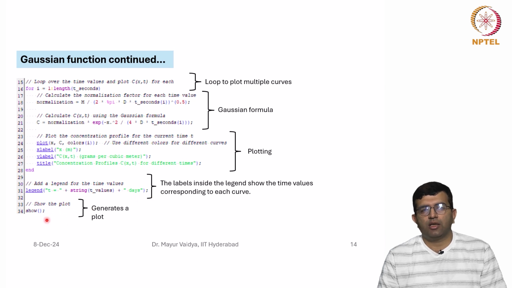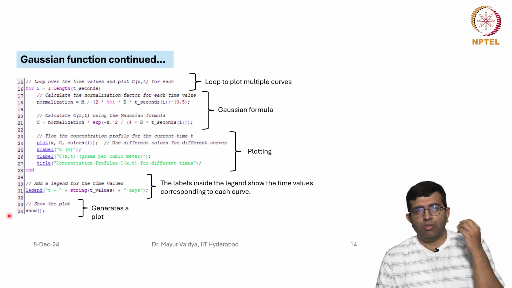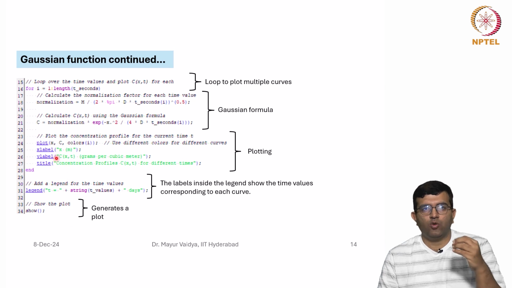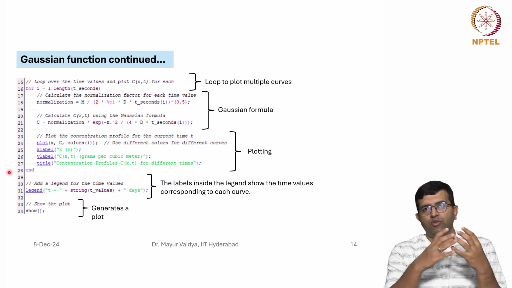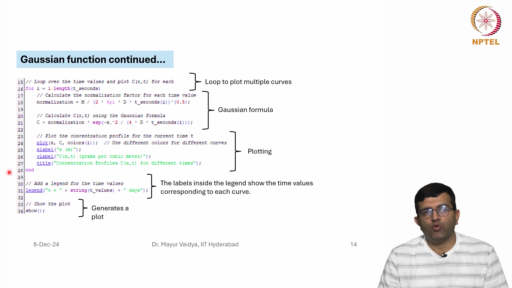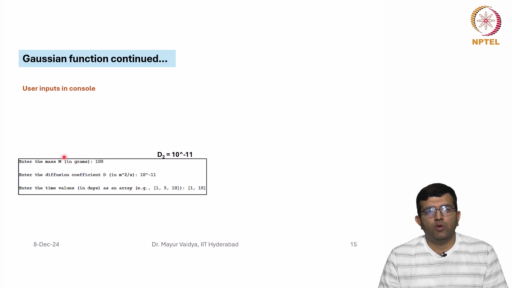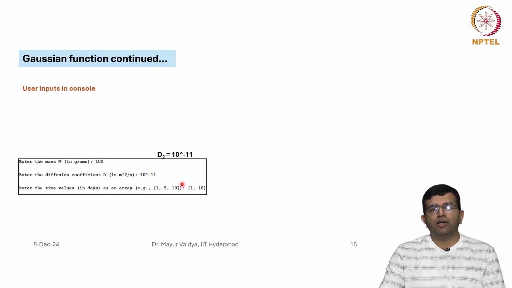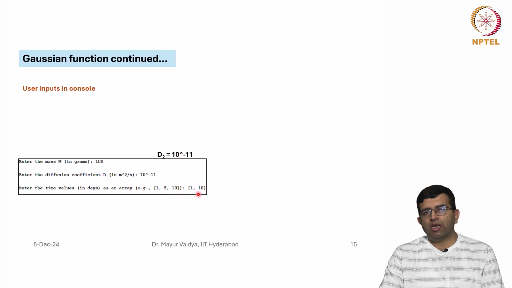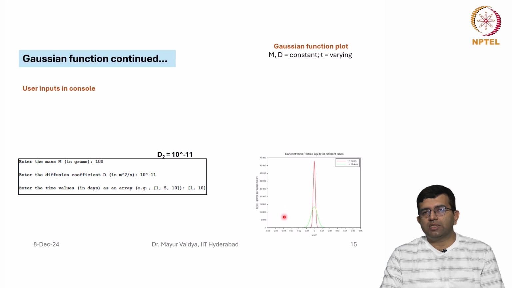Again, as I said, the main intention for you is not to memorize the code, but to understand the code and use it to see how the different parameters can impact the diffusion profile generated. So, for example, when we execute, we get these prompts: enter the mass M, enter the diffusion coefficient D, and enter the time values. Let us say I enter D as 10 power minus 11, and then I enter 3 different times, 1, 5, and 10 days. So, the graph that I will get is something like this.